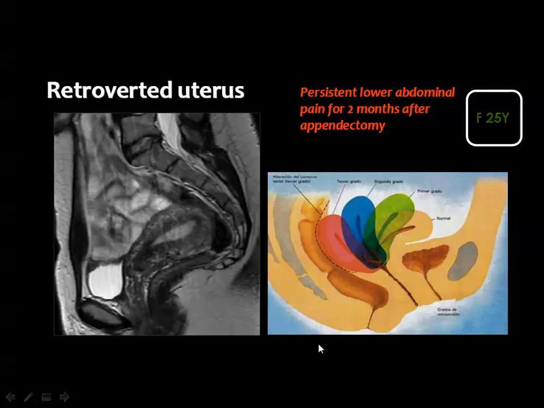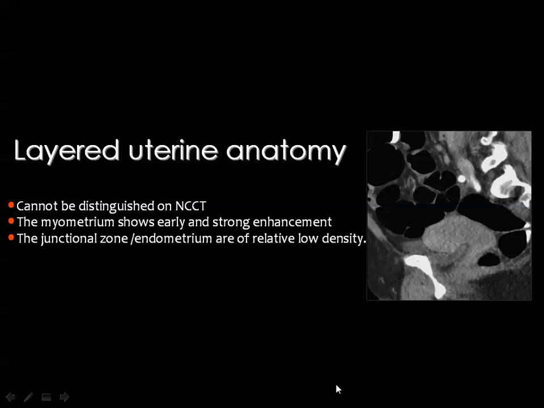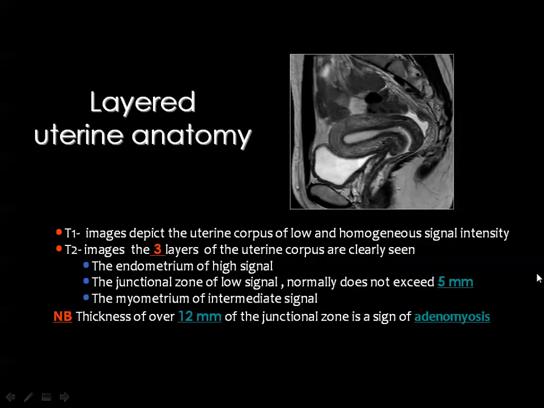Actually, the position of the uterus is not that of much interest, but many times you can see the uterus which is retroverted, like this one, and there are some degrees of retroversion, as you know. By CT, you cannot identify the zonal anatomy. You see the uterus as a solid soft tissue mass at its anatomic location, but by MRI you can see this.